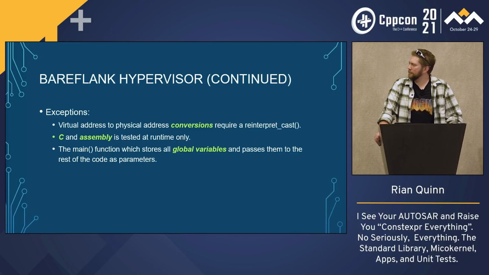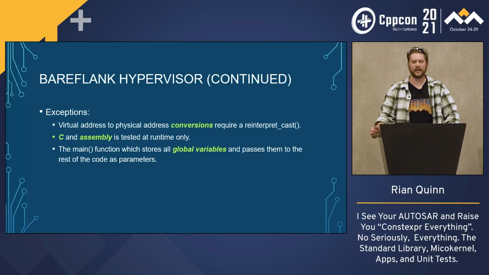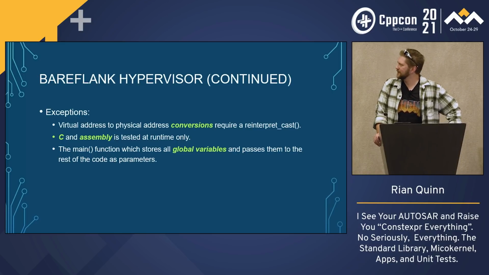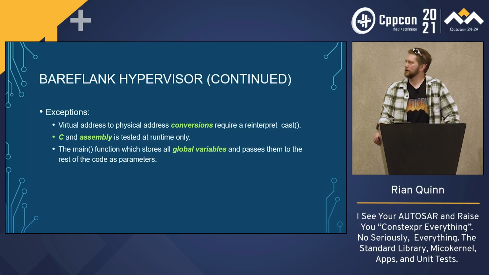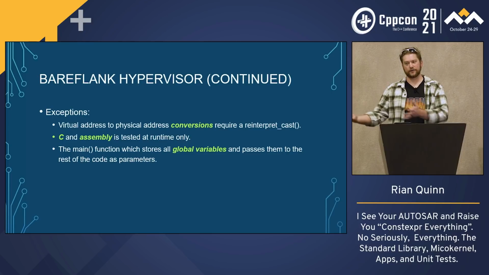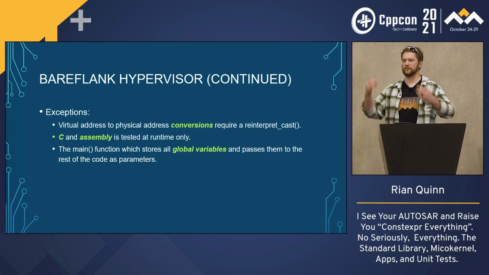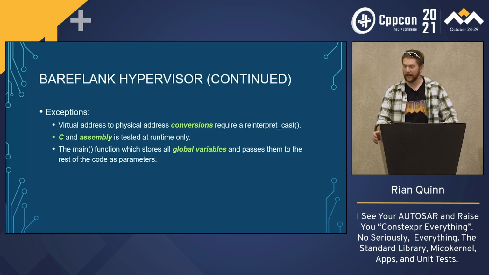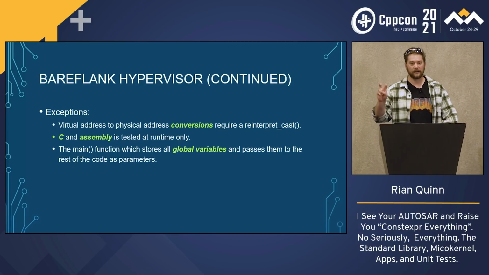The main function itself, which is what stores all the global variables, is also tested at runtime. Reason being is you can't use global variables in a constexpr, or at least you're not supposed to. There's hacks. So what we do is the main function does nothing more than call the microkernel main, which is the actual main function. And all it does is take all the global variables and pass them as parameters to that function. So yes, there is a main function that takes 11 parameters inside the microkernel.